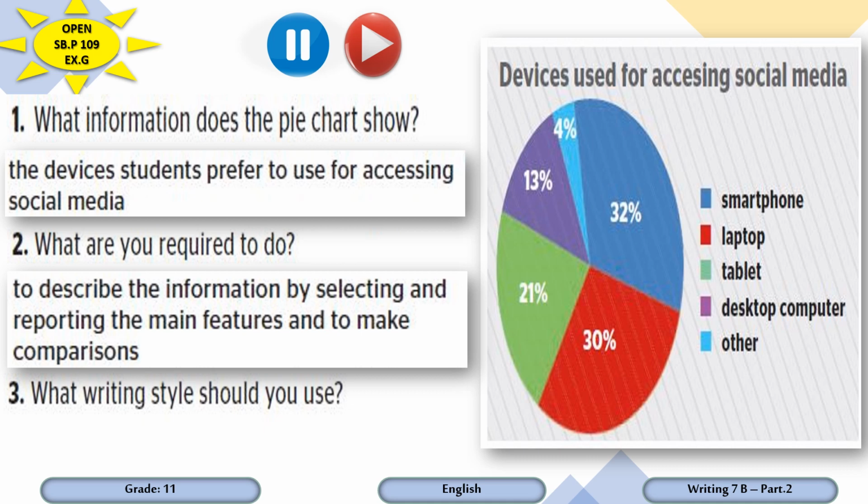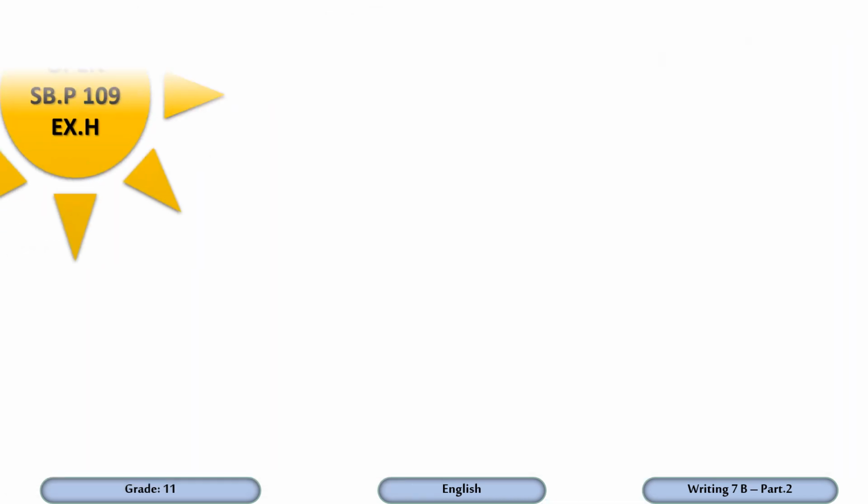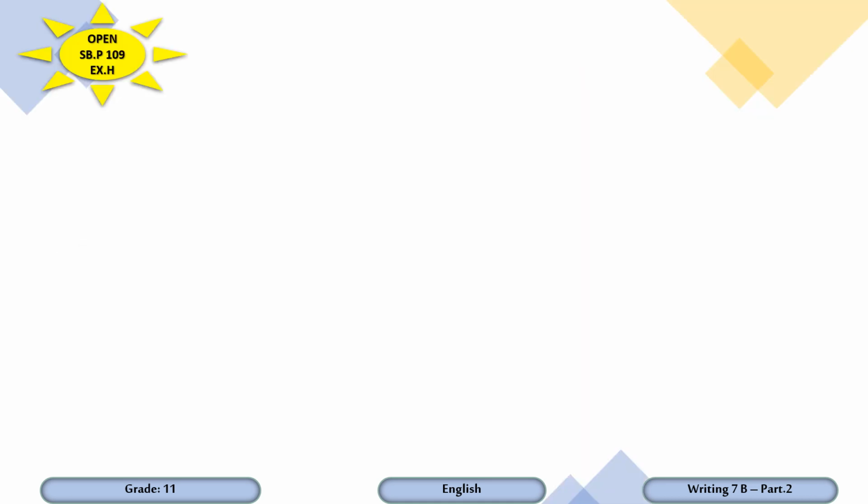Good job. Question number three, what writing style should be used? Okay, so we should use objective, factual, clear, concise, and informative style because we are reporting facts. Excellent. Dear students, please open students' books on page 109, exercise H.